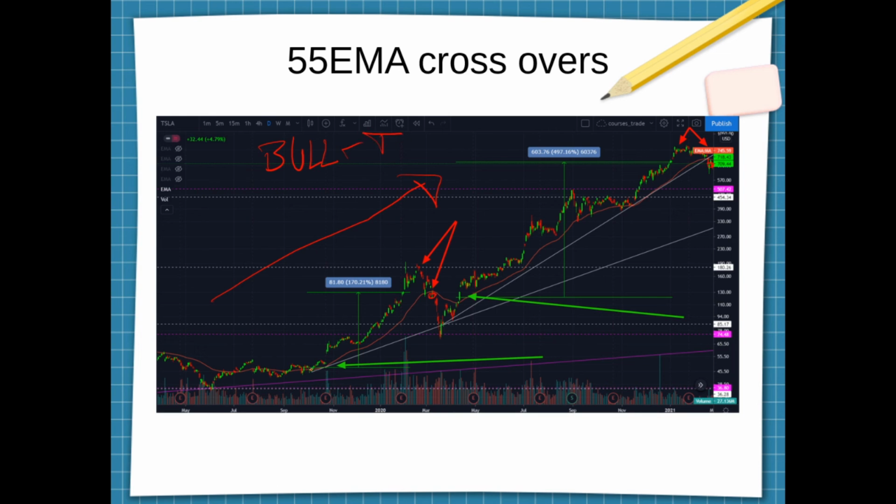So bull signals are more important. Now you would have bought Tesla somewhere here and made 170%. Probably look for a reason to reduce your position, because this is a red line. This is a white line right there. So this is probably a weekly resistance. Not probably. This is a weekly resistance.